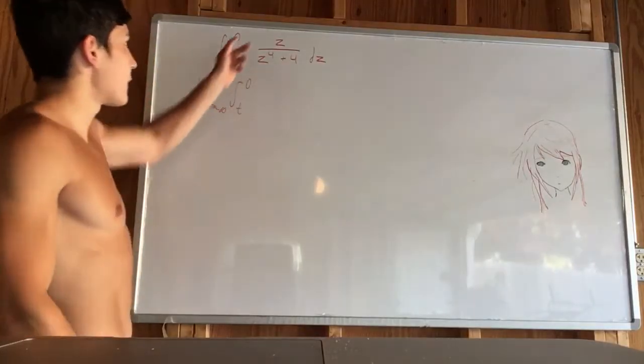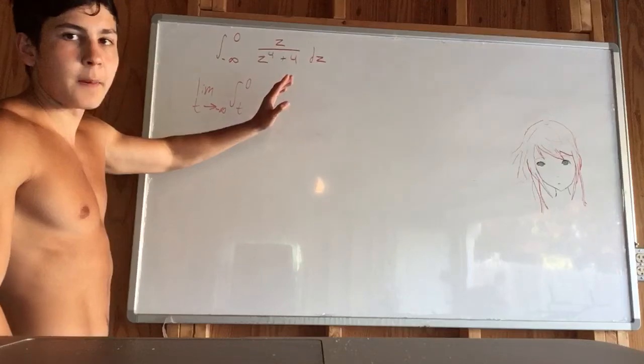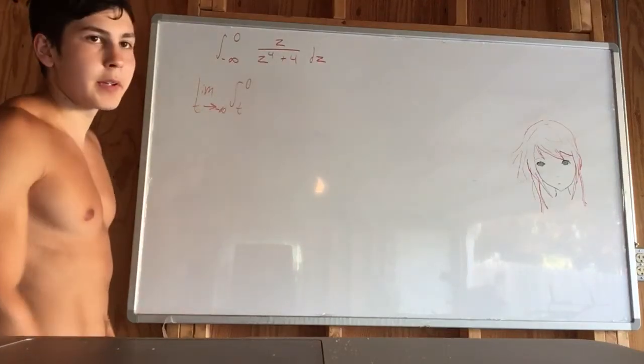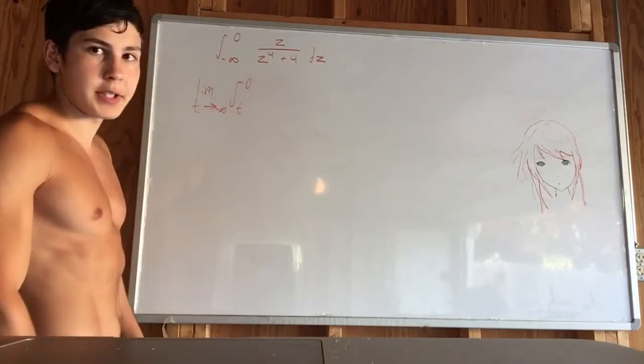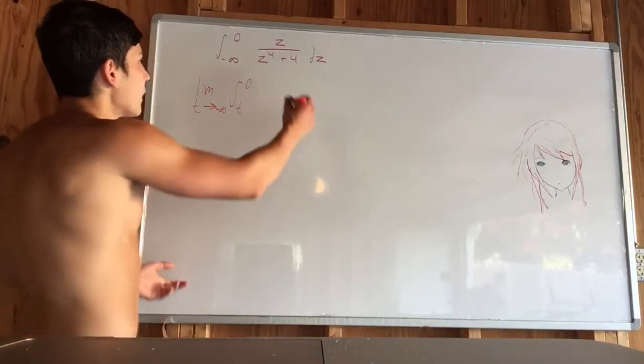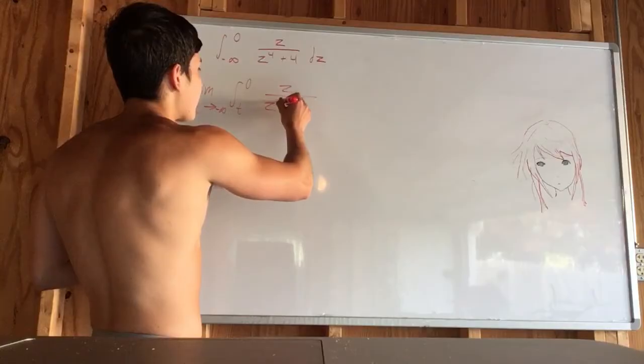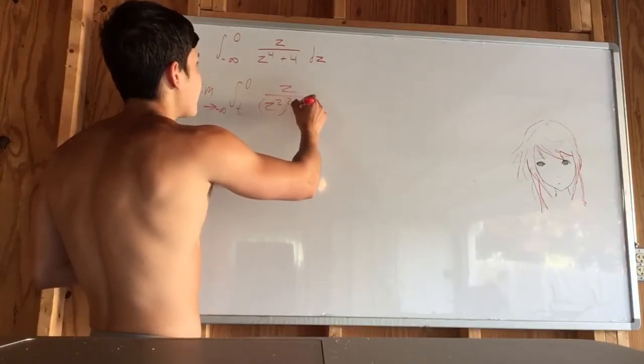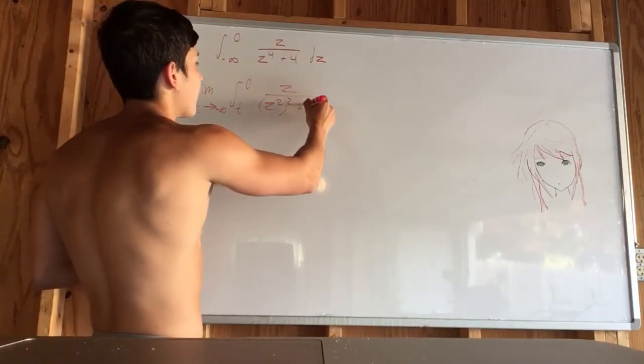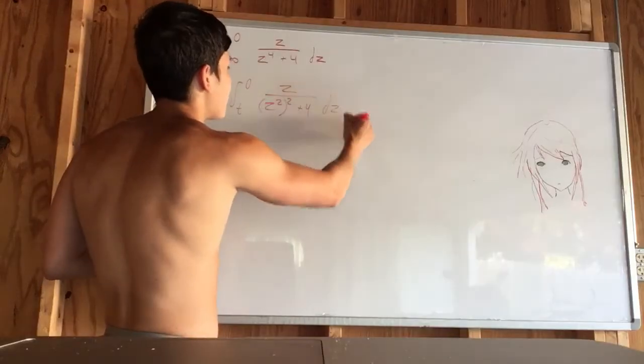From t to 0. 0 is good because if we plug in 0, we still get a number in the denominator which is not 0. So with this one, we have to notice that we're going to have to use arctangent. We have z squared plus 4 dz.